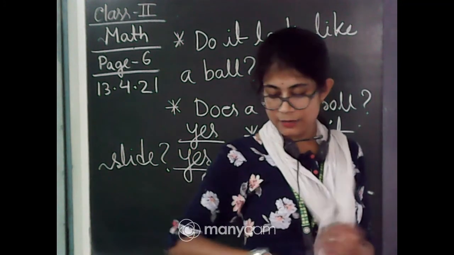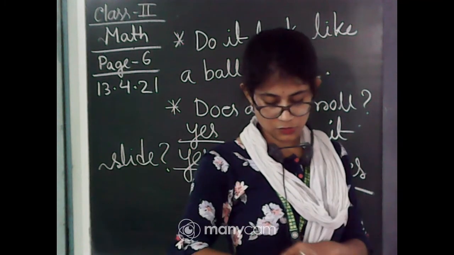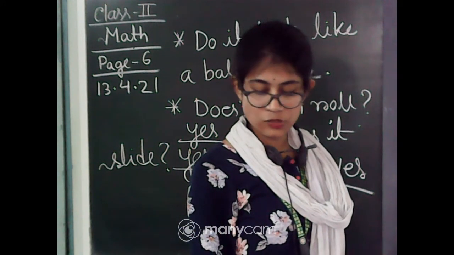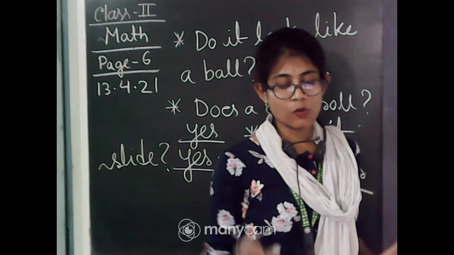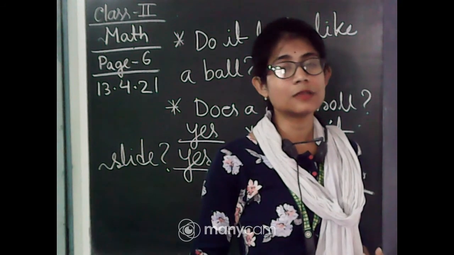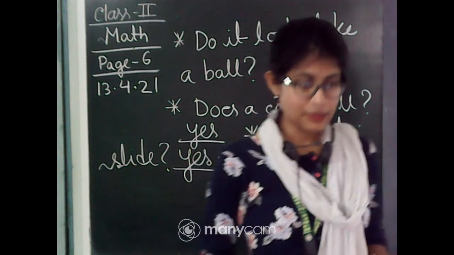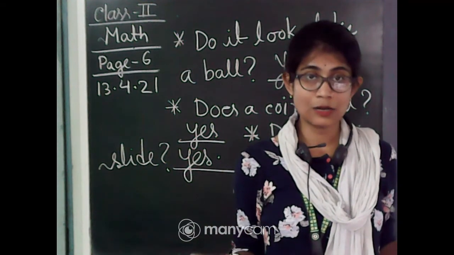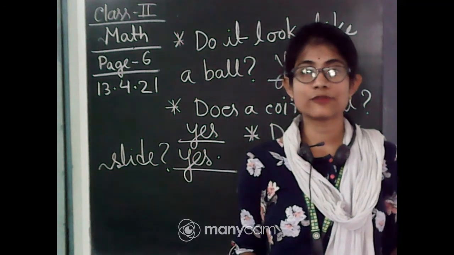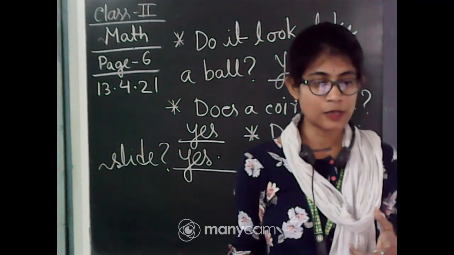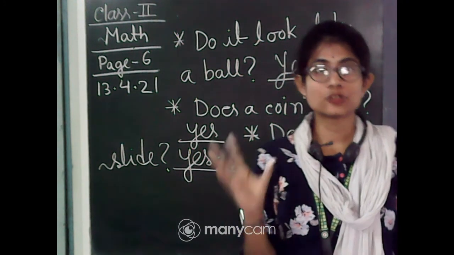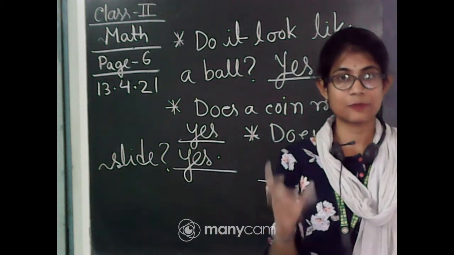All right, 4 minutes are left for the class, so we will not start the new chapter today. Next day we will start the new chapter. So overall from this chapter, what we learned is the names of the things which look long, the things which look round, and the things which can slide, and which can both roll and slide. So this is the topic of your first math chapter.